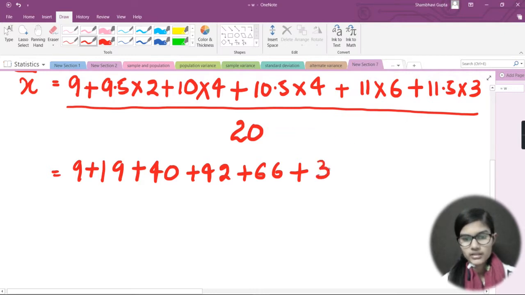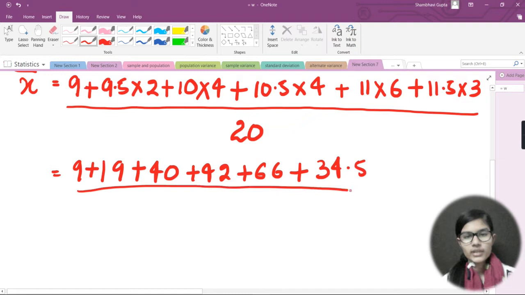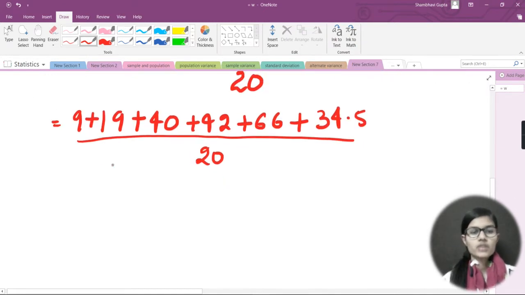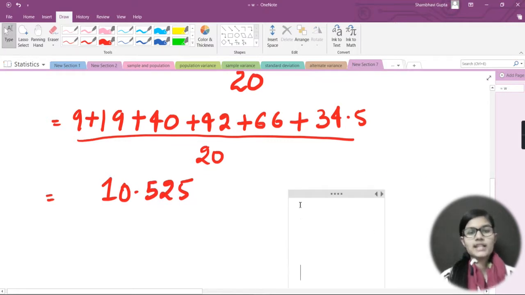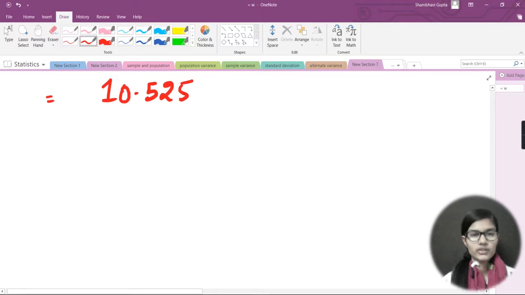Now I would just divide it by 20, and after the addition and the division, the final value which I would be getting would be 10.525, right? So this would be the value after doing all the calculation. You can verify this by doing your own. Here I have done that, and it's 10.525. So this is the value which I got for the x bar.